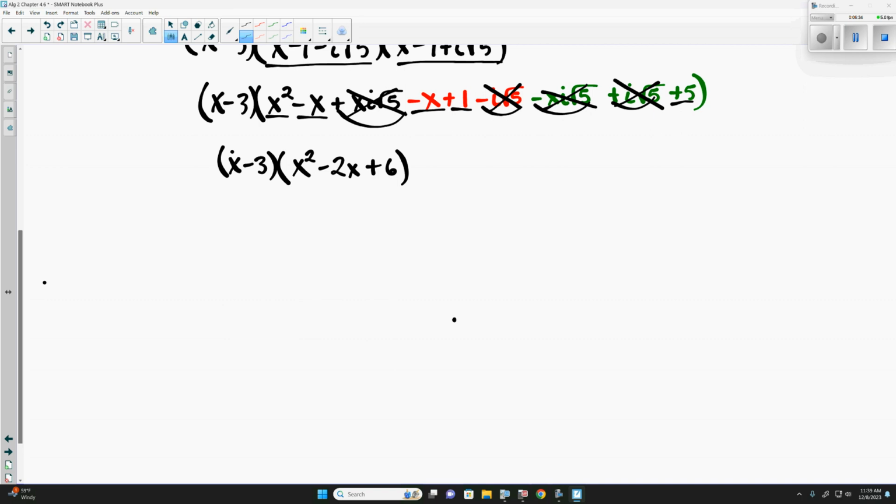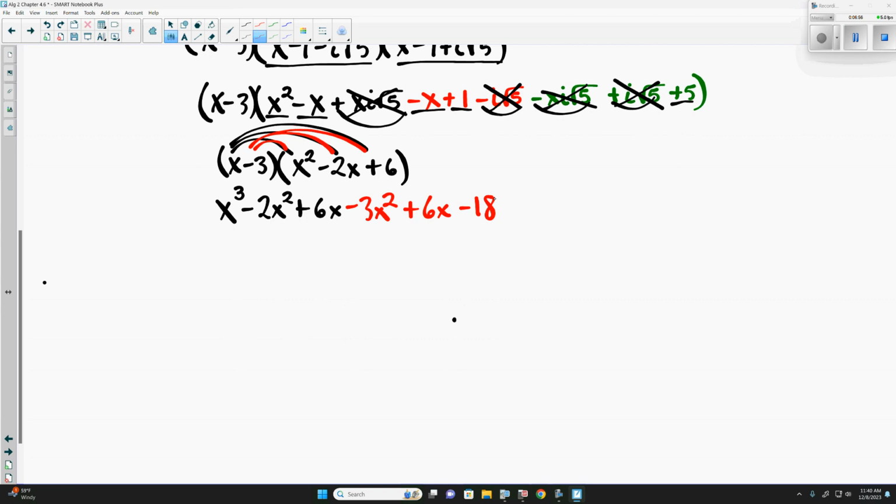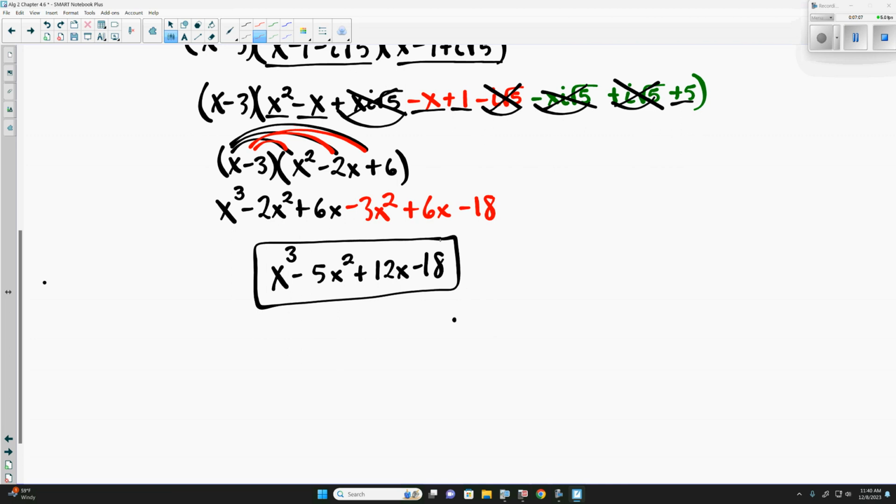And last but not least, we're going to distribute this here. So we'll multiply through by x, which would give us x cubed minus 2x squared plus 6x. Then we can distribute the negative 3. Negative 3 times x squared is negative 3x squared. Negative 3 times negative 2x is plus 6x. And negative 3 times 6 is negative 18. And when we combine like terms, we'll have x cubed minus 5x squared plus 12x minus 18. And that there's our final answer. Questions on this here?